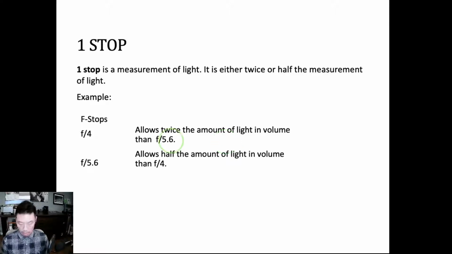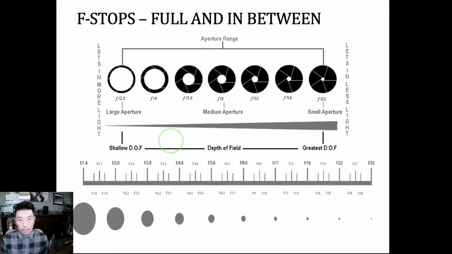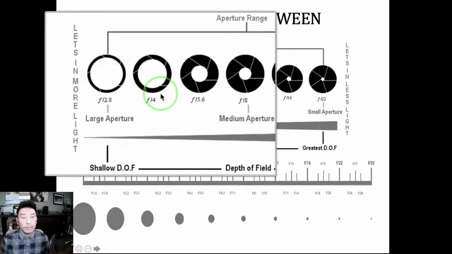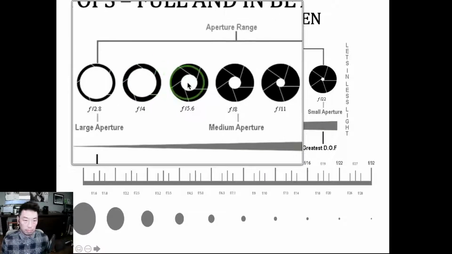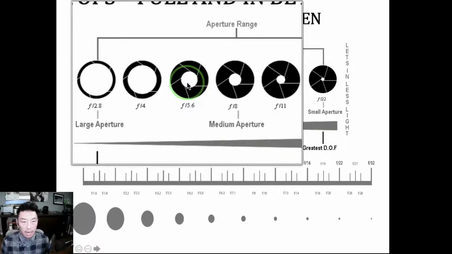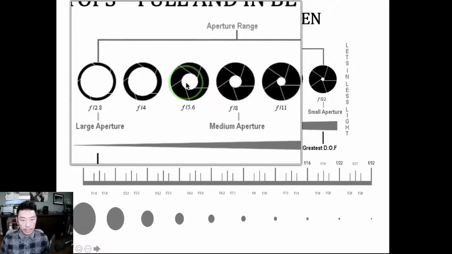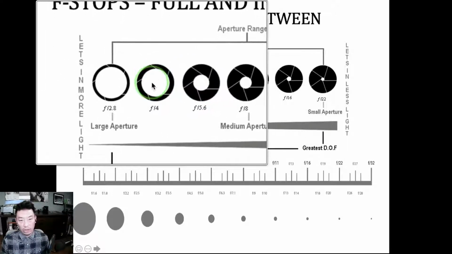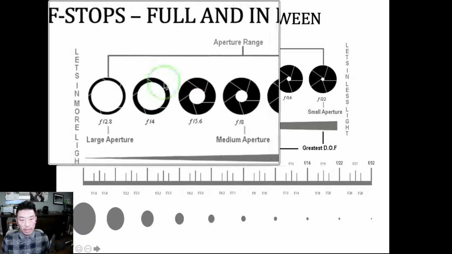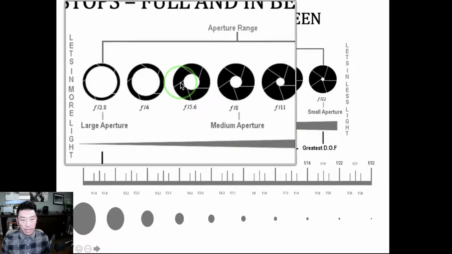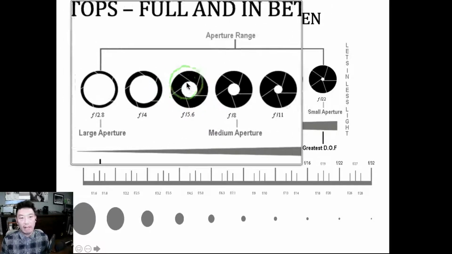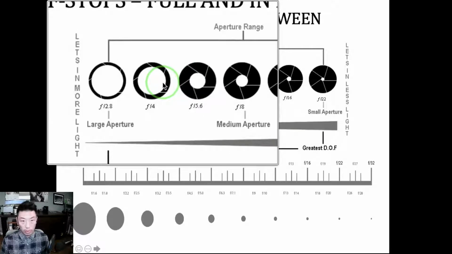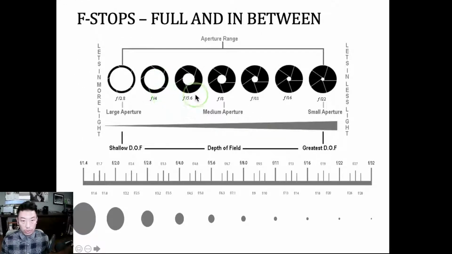Okay, so let me review that chart. If you have f4 right here, notice that the opening of f4 is approximately twice the opening of 5.6. Therefore, you're going to have twice the volume of light between f4 and 5.6. However, if you're looking at it from the perspective of 5.6, it is half the amount of light in comparison to f4. The difference between these two f-stops is one stop.